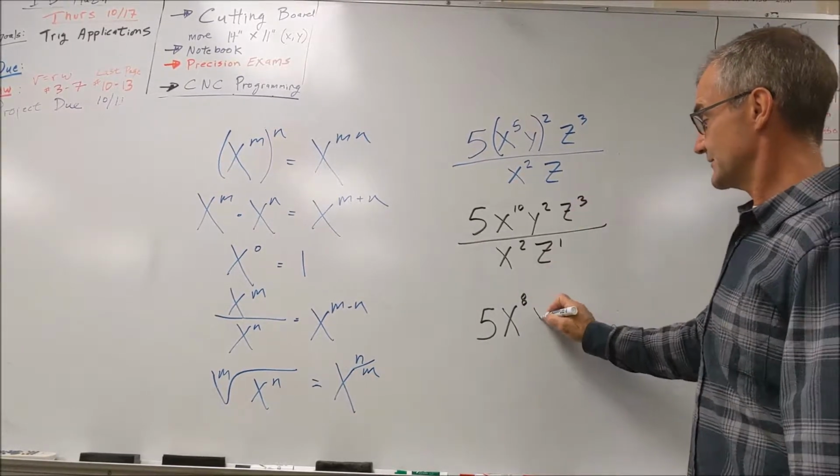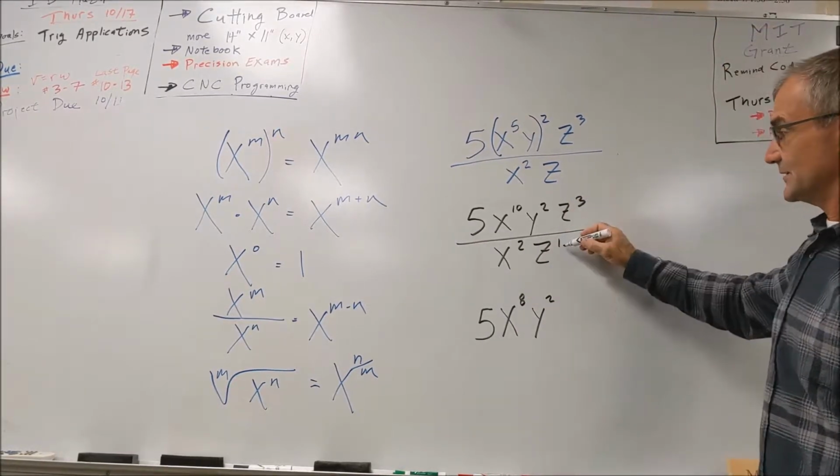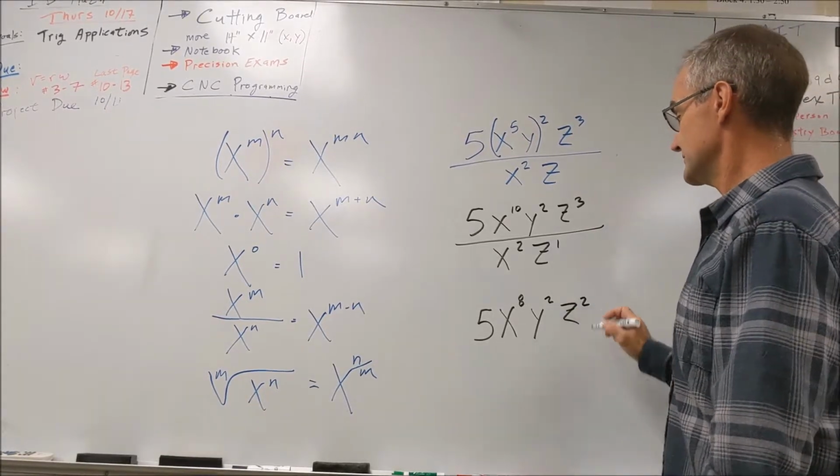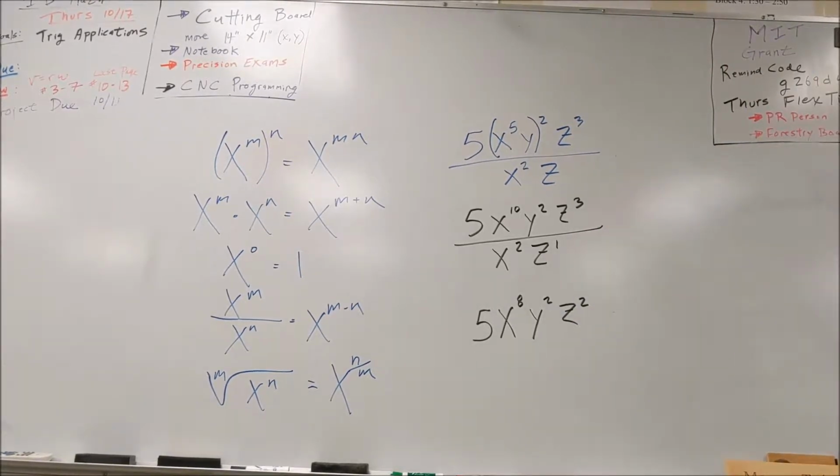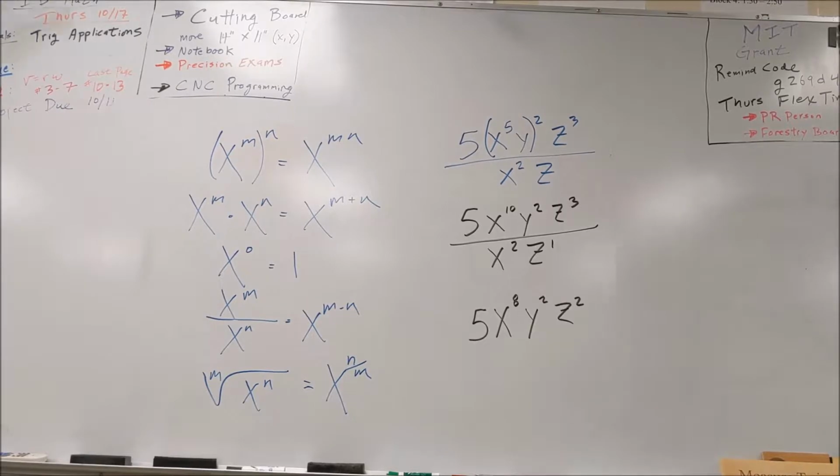Y is by itself, so I still have y squared. And then 3 minus 1 is 2. So that's how I simplify. Again, that's an expression. Rules of exponents.